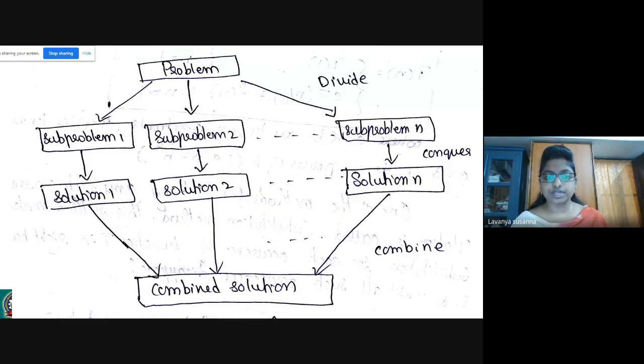I request all the students to note down this diagram. In next class, I will discuss merge sort: how to solve the problem using merge sort, and I will explain the algorithm, and then I will explain the time complexity, how to find the time complexity for merge sort.